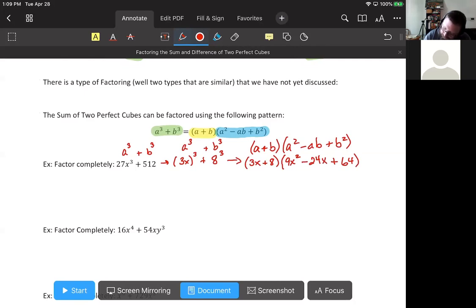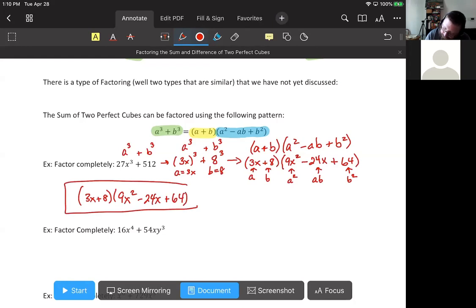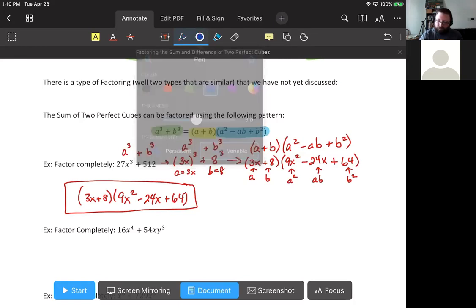Okay? We've got A is 3x, B is 8. So we have A plus B, and then we have A squared minus A times B plus B squared. So our answer here would be, well, that factors into 3x plus 8 times 9x squared minus 24x plus 64. That would be the factored form of that sum of two perfect cubes. Okay? On to the next one.